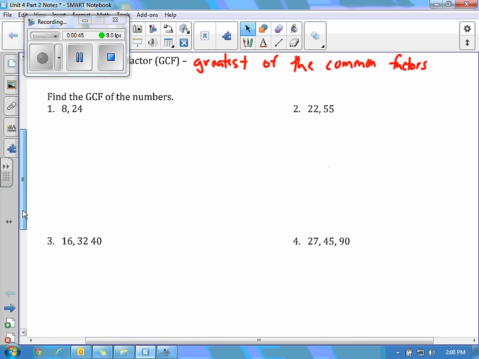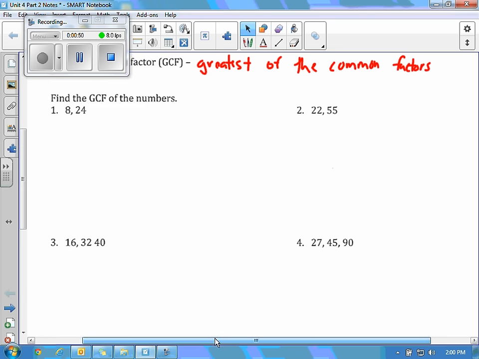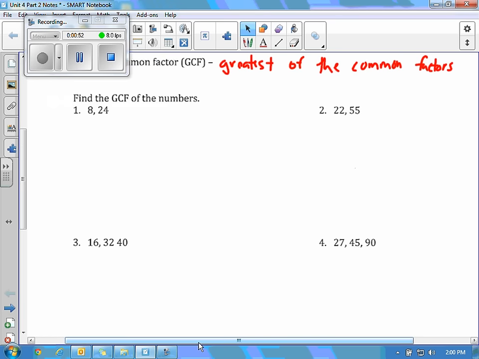So first thing, we're going to get right into it and find the greatest common factor of the numbers. In order to do this, we need to find the prime factorization first, which we talked about in the last section, which means I need to do factor trees for both of these. So 8 is going to split into 2 and 4. 2 is a prime number, so I circle it. 4 breaks into 2 and 2, so I circle both of those.